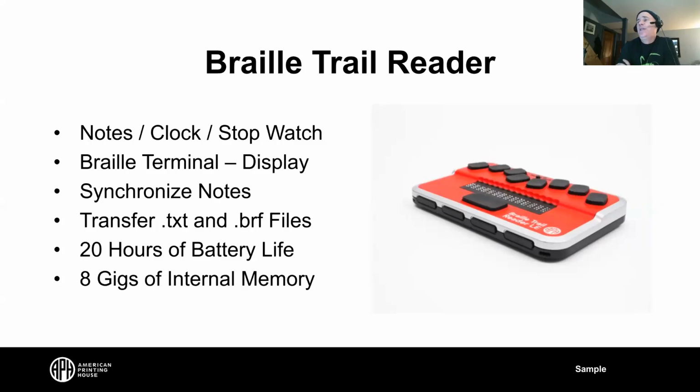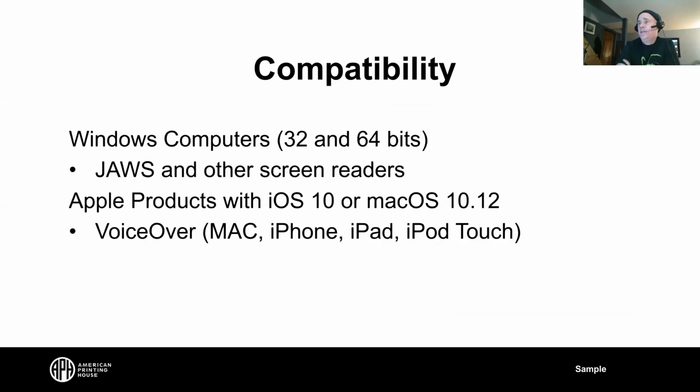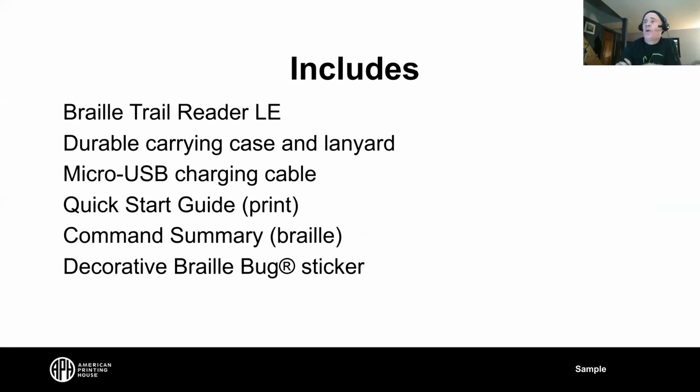In addition to that, we want to remind you that the device is compatible with Windows computers, and specifically JAWS and other screen readers, and that it is compatible with Apple products, and specifically VoiceOver. The Braille Trail Reader includes the actual device itself, a carrying case, a micro USB charging cable, quick start guide, command summary, and a decorative Braille bug sticker.